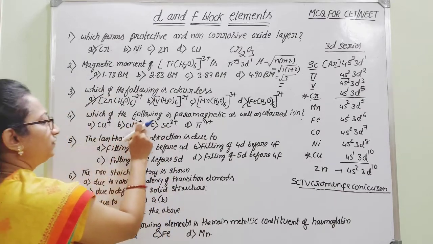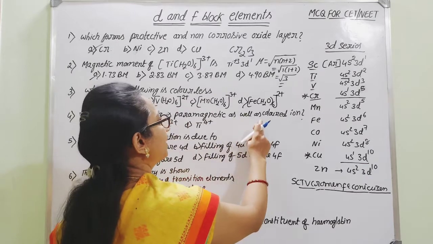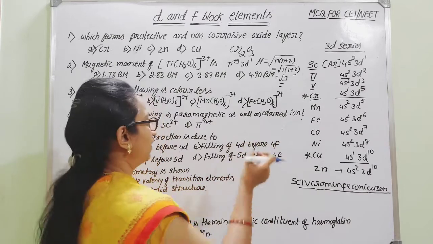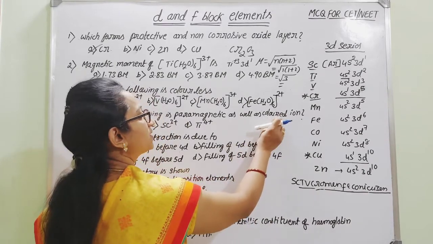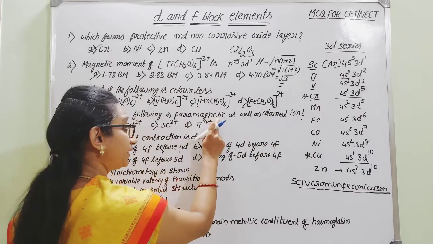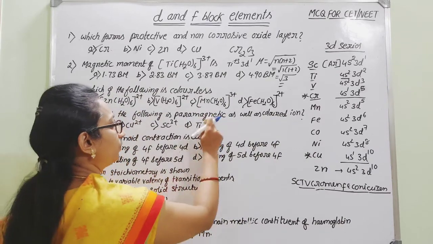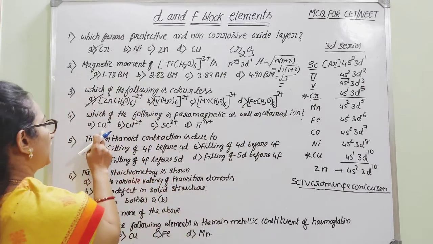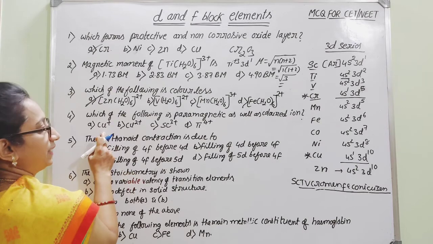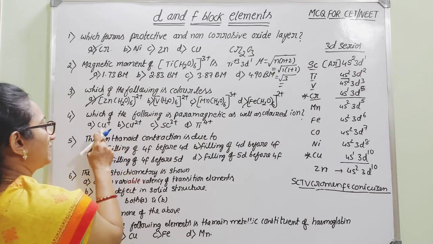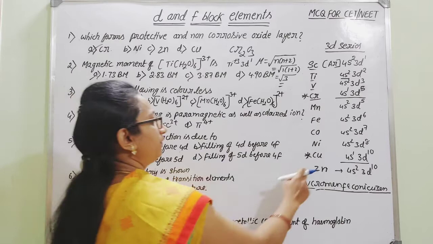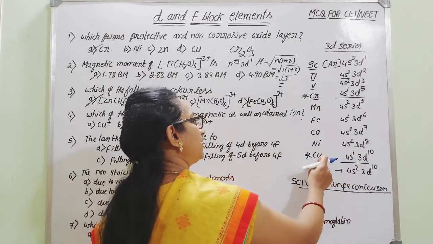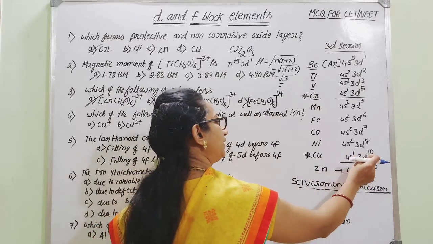Next, which of the following is paramagnetic as well as a colored ion? As I told you before, the reason for a colored ion is the presence of unpaired electrons. The reason for paramagnetic nature is also the presence of unpaired electrons. For both, the cause is unpaired electrons. And you should select the ion which has unpaired electrons. If you go for copper +1 and +2, here copper +1 means 4s 0 and copper +2 means 4s 0 3d9.